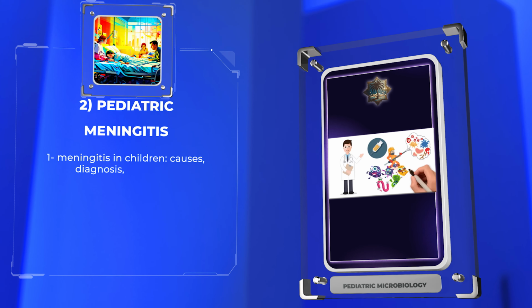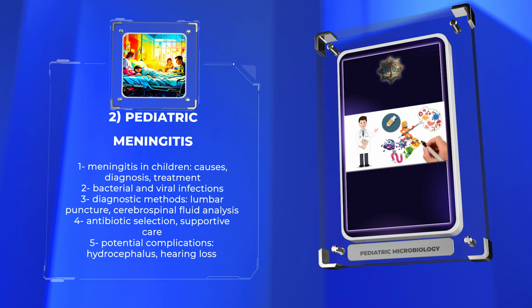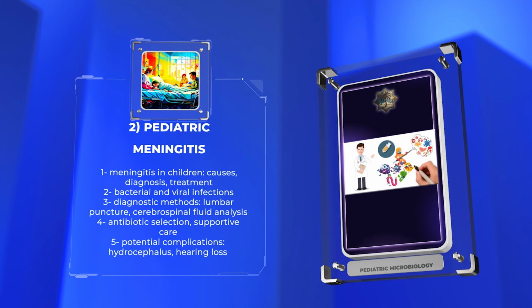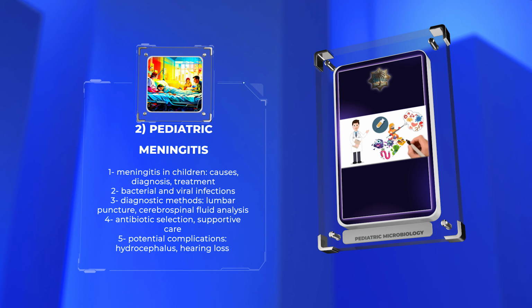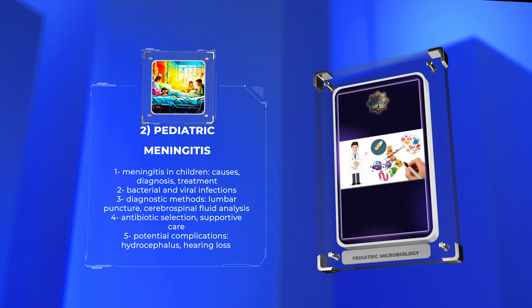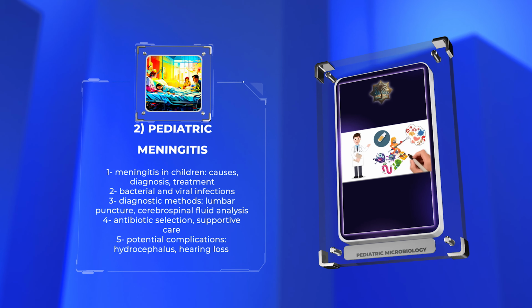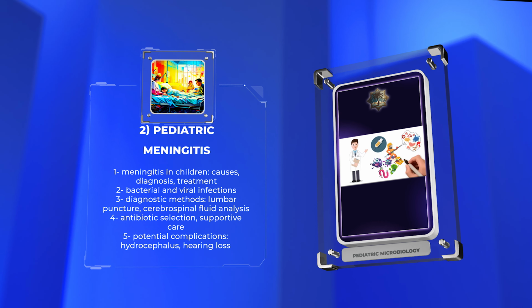In this section, we will explore the causes, diagnosis, and treatment of meningitis in children. We will cover both bacterial and viral infections and discuss diagnostic methods such as lumbar puncture and cerebrospinal fluid analysis. Additionally, we will touch upon antibiotic selection, supportive care, and potential complications like hydrocephalus and hearing loss.